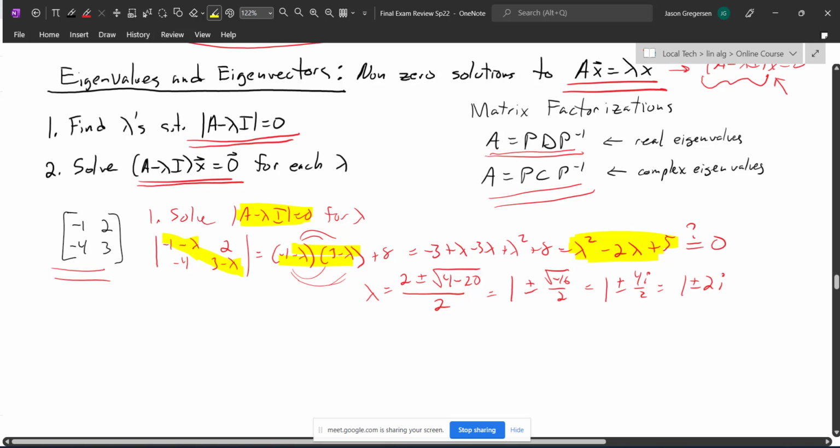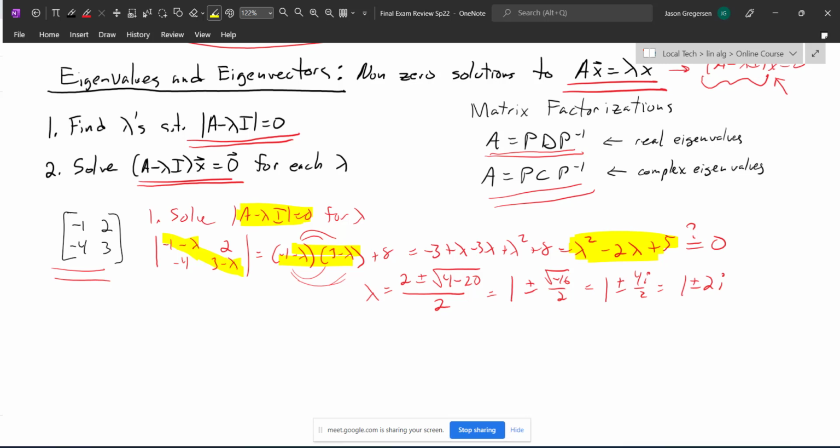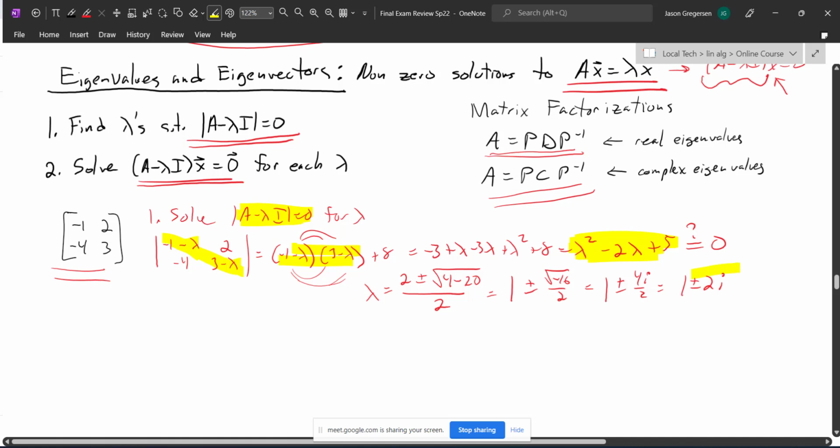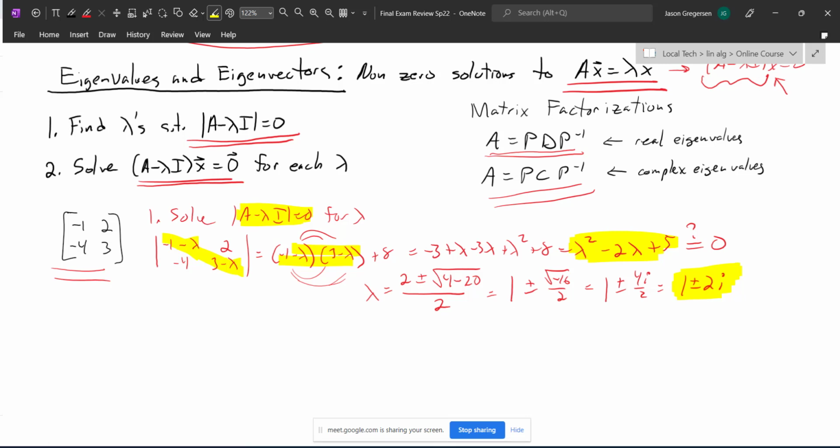I try to factor it, but I can't really see how to factor it, so I go to my quadratic formula. And when I simplify my quadratic formula, I have lambda equals 1 plus or minus 2i. Any questions about generating the eigenvalues here?